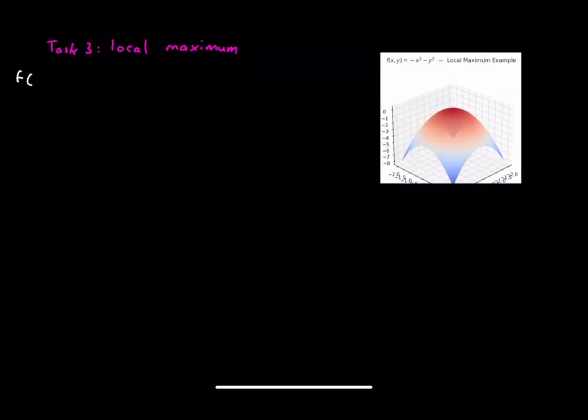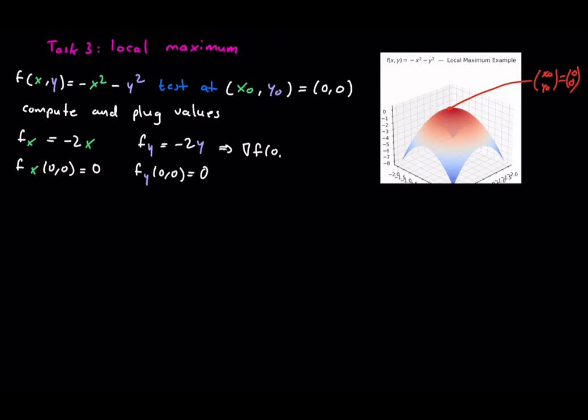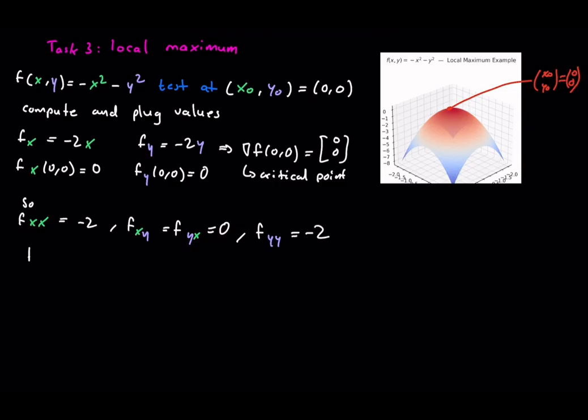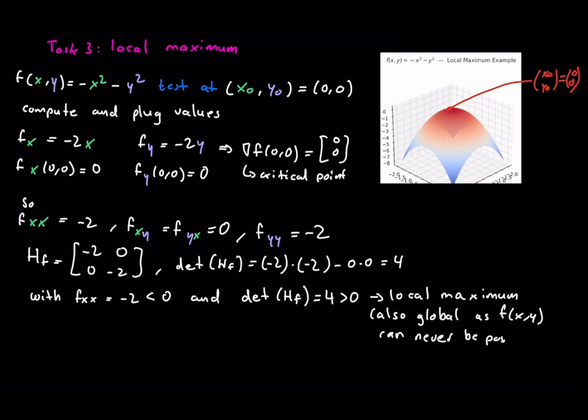Next, try f(x, y) equals negative x squared minus y squared. f_x equals negative 2x, f_y equals negative 2y, so the critical point is again at 0, 0. The Hessian has negative 2's on the diagonal. The determinant is 4, which is greater than 0. Since f_xx is negative, the point is a local maximum, the top of an inverted bowl.